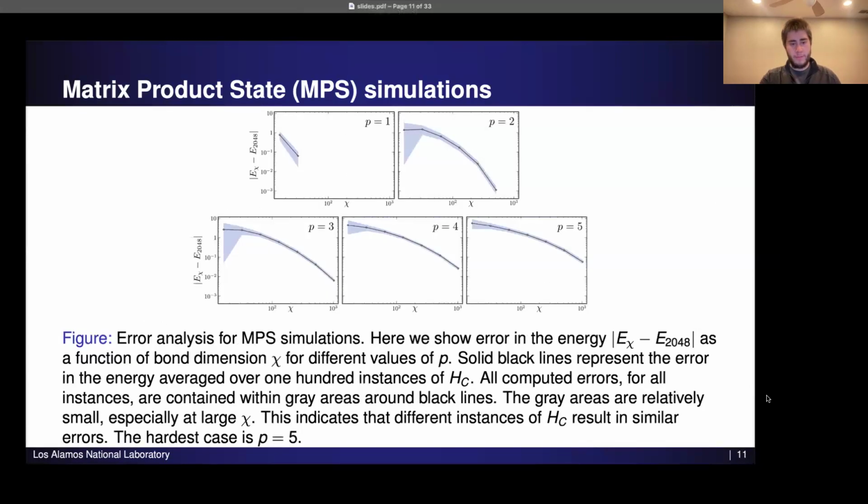Here is the MPS simulation for error convergence. Here we're using the error difference between the largest bond dimension we ran, which was 2048, compared to each of the lower bond dimensions.